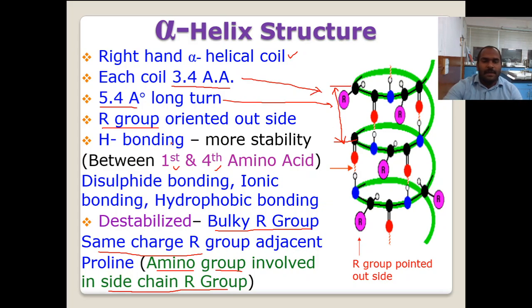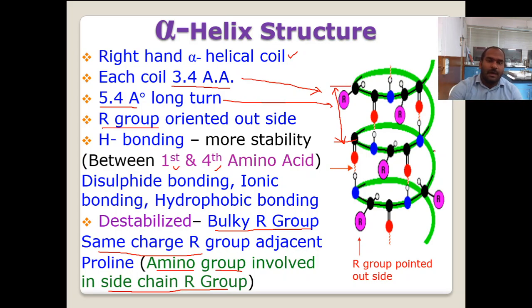Now here is the hydrogen bonding. You can see 1, 2, here will be the third and this will be the fourth. So here is the hydrogen bonding which gives the stability. All R groups are pointed outside, and you can see an imaginary axis can pass through this helical or coil structure. Therefore, it is called an alpha helical structure. It is a right-handed helical structure.